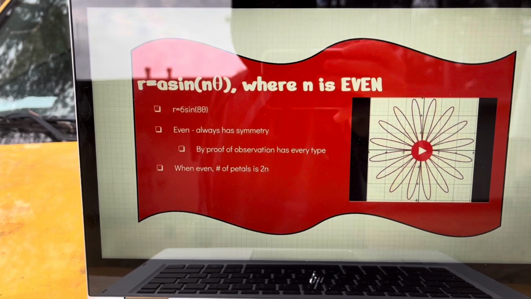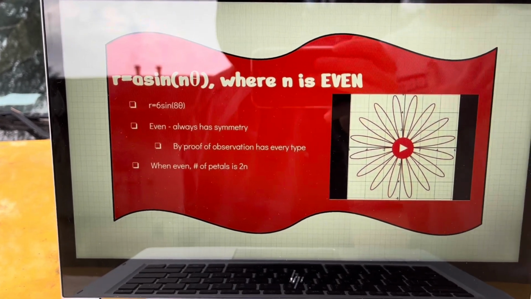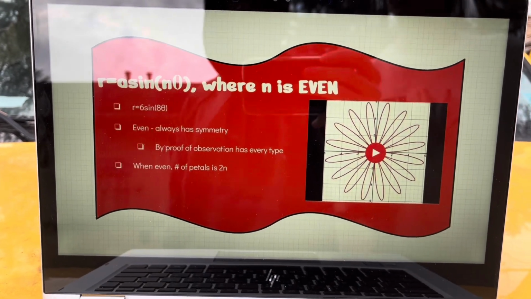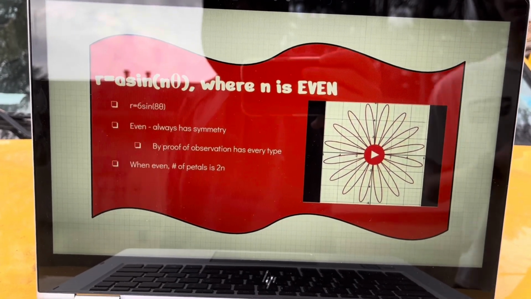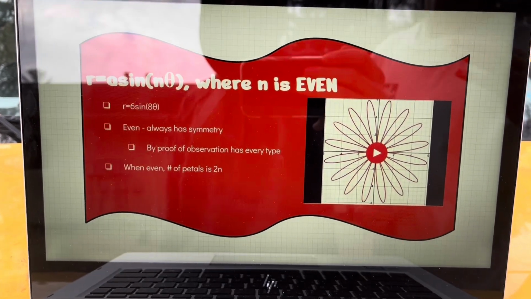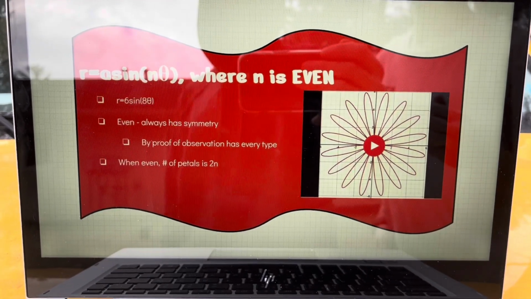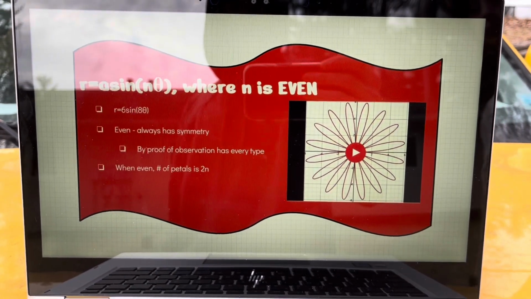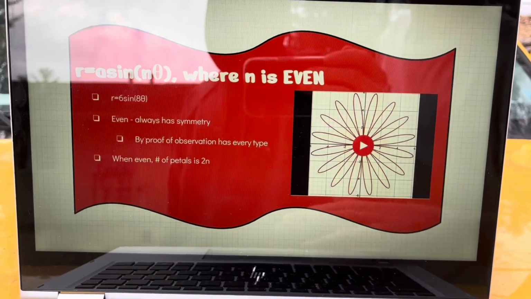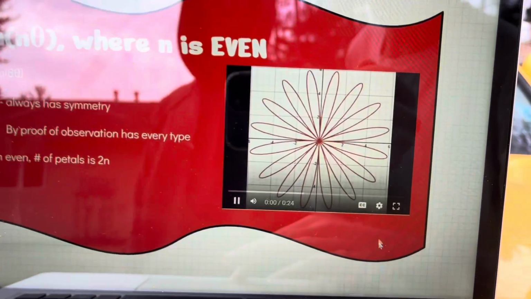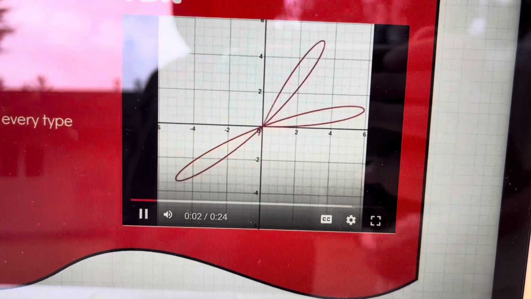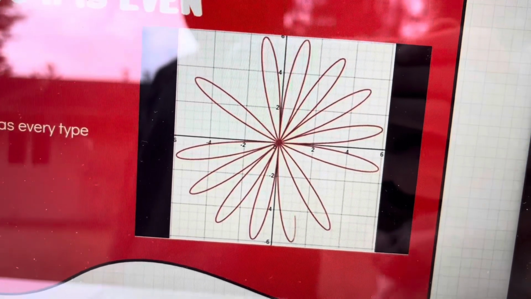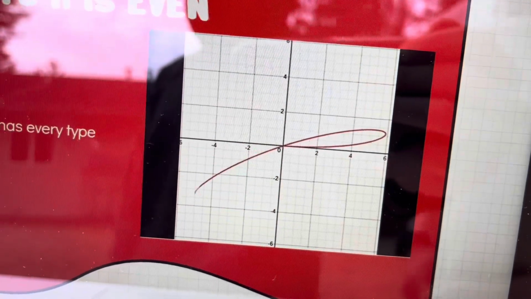By the proof of math, we know that it has symmetry across the polar axis. But by proof of observation, we can see that it has symmetry in the polar axis, the pole, and theta equals pi over 2. So I'd like to show you guys my demonstration here. Once again, it'll continue that pattern where it goes back over to the other side. That's the beauty of this thing.